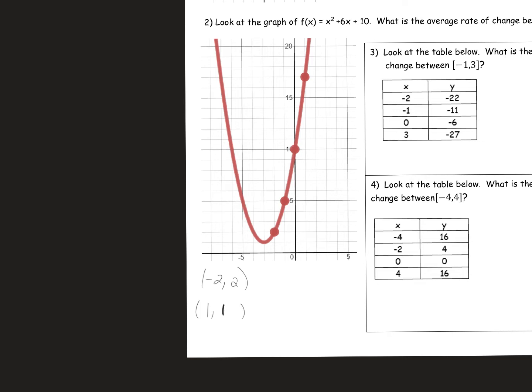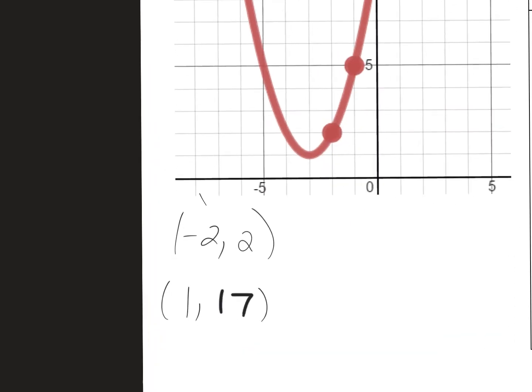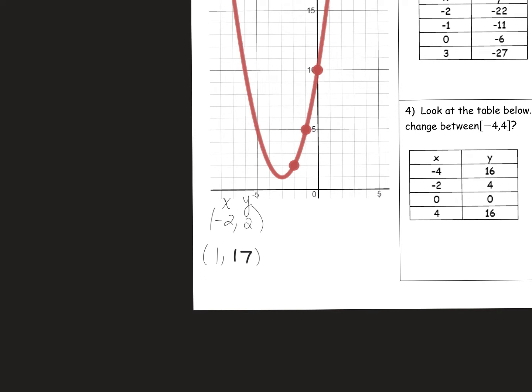17, okay? So again, when you're showing me your work, this is what I need to see. I need to see the points that you're looking at. I need to see your work. I need to see what you're putting over what.